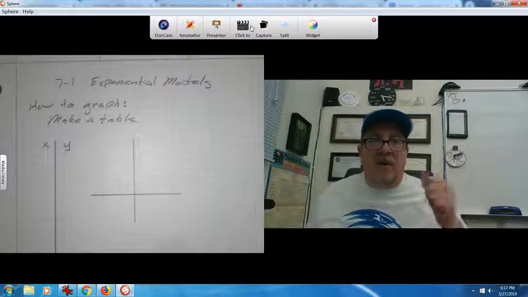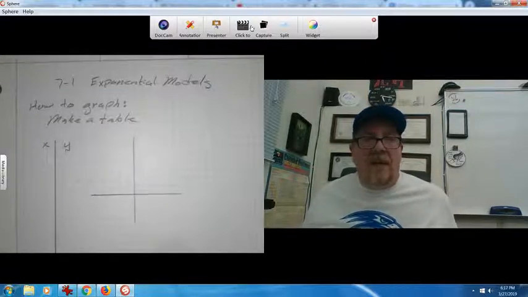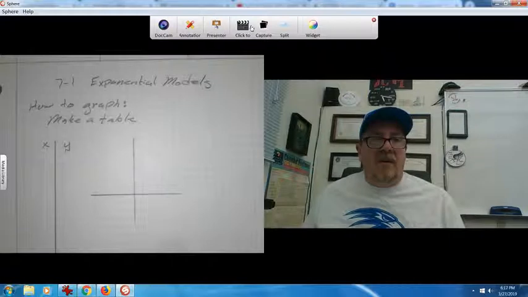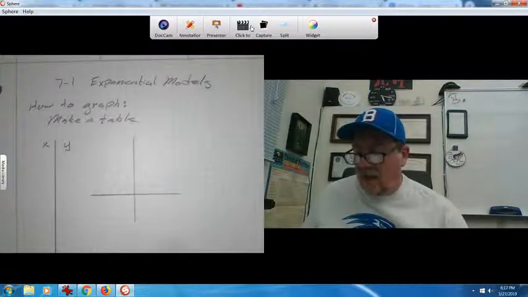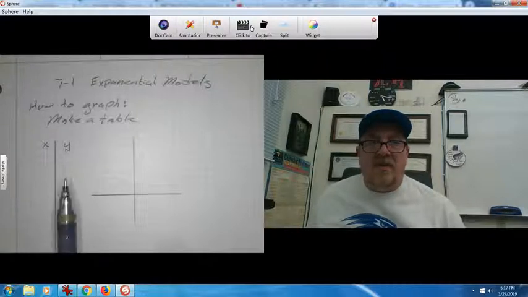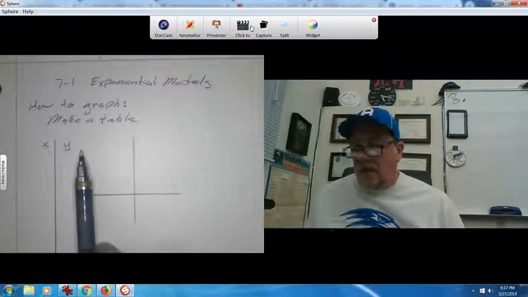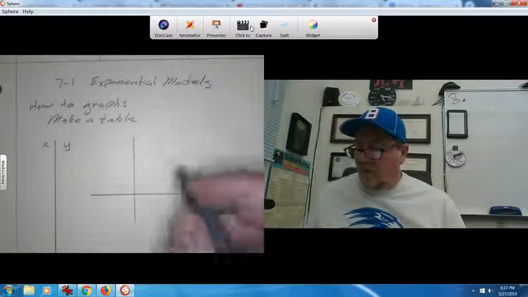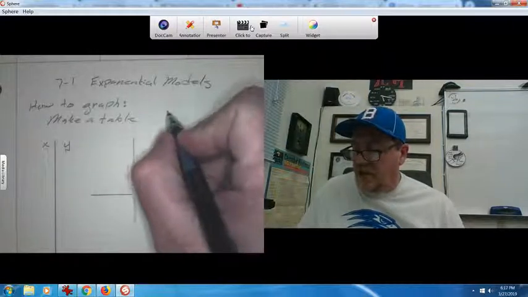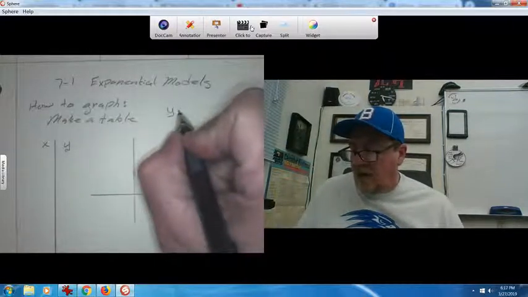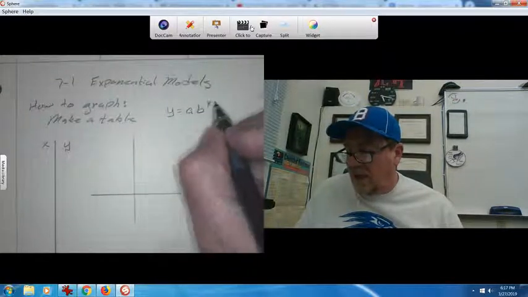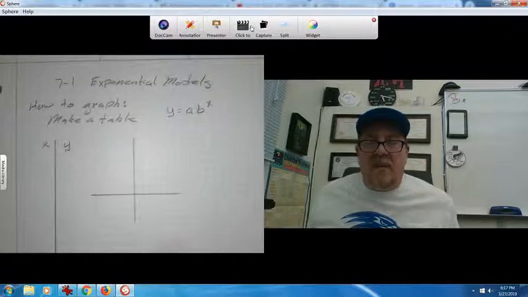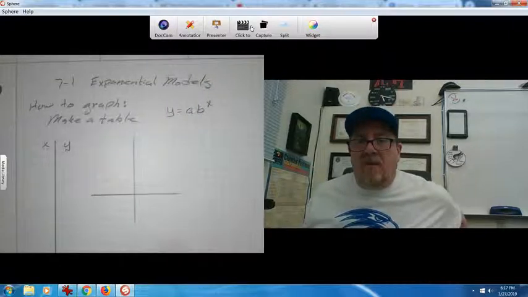We're going to talk about section 7.1 exponential models, and the first thing we're going to learn is how to graph them. Basically the easiest way is to make a table. We're going to graph a function that looks like y equals a times b to the x. In exponential models, x is now going to be in the exponent.